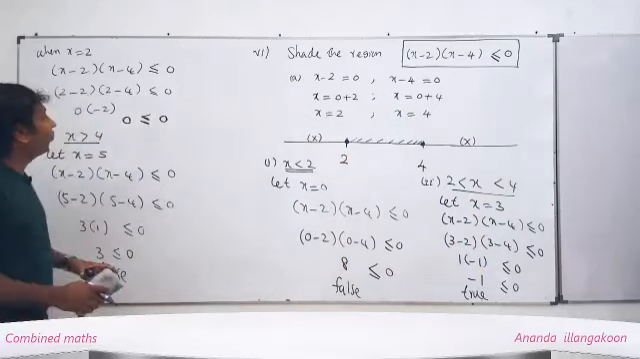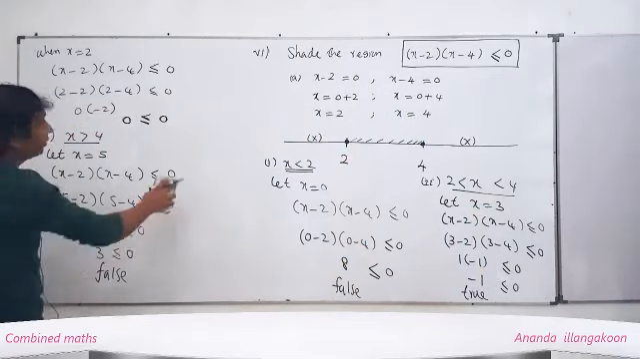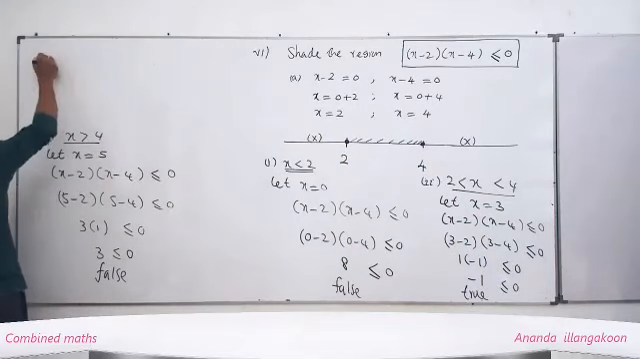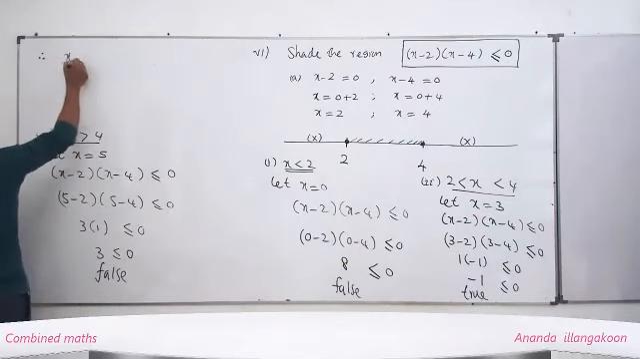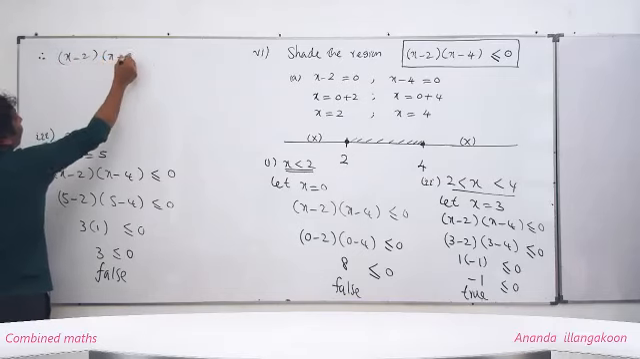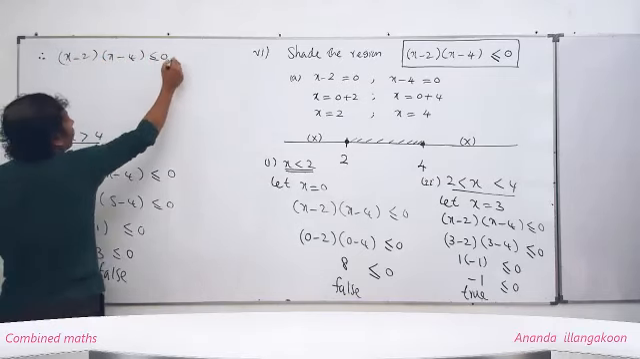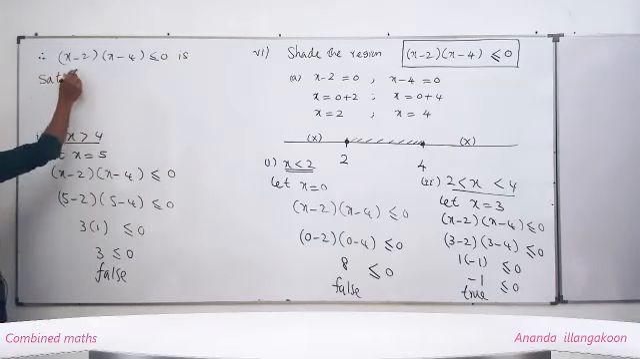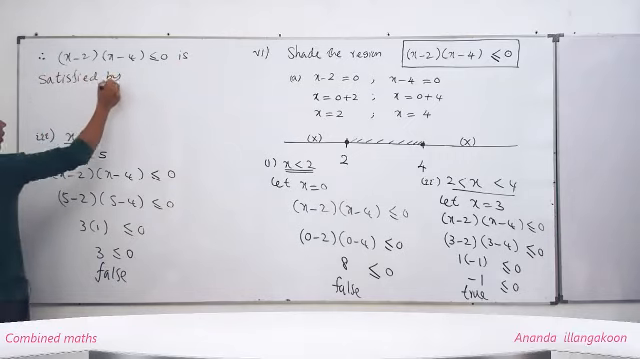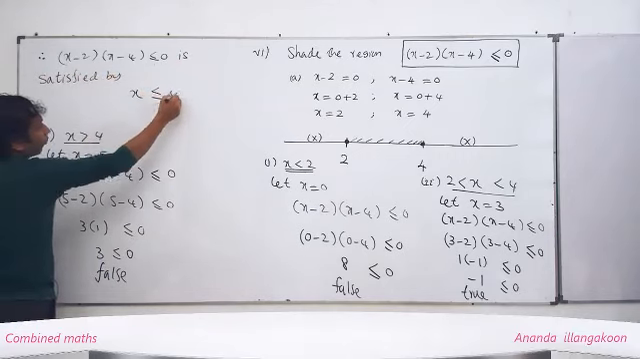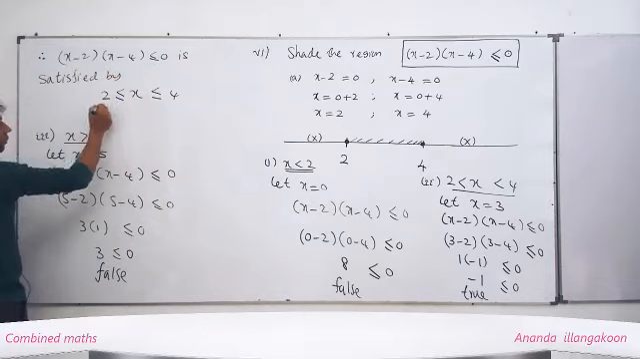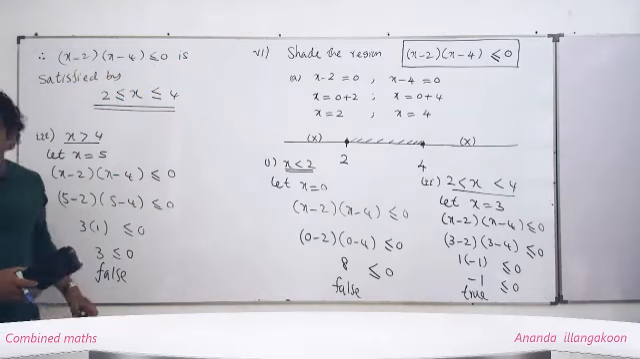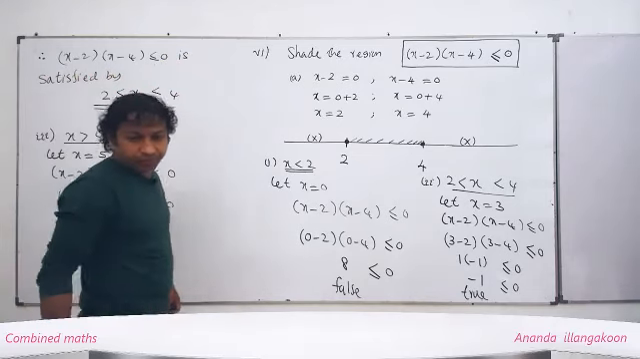Understand? So therefore, our final answer is what, people? Therefore, (x minus 2)(x minus 4) less than or equal to 0 is satisfied by x greater than or equal to 2 and less than or equal to 4. This is how we write the final answer. Understand? Okay, right. Then first complete this.